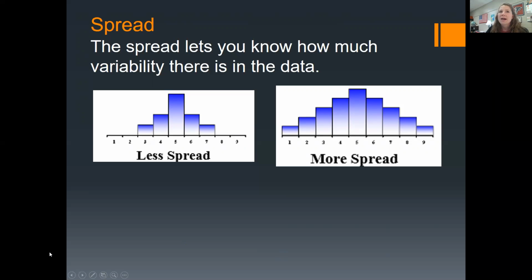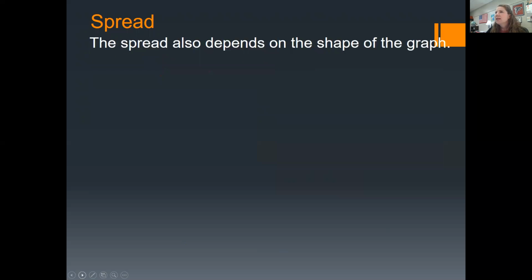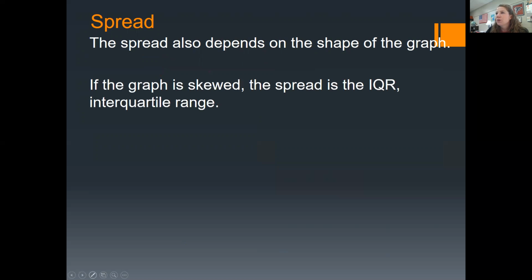But when you're making decisions or describing specific data, you are interested in how spread out your data is. So the spread also depends on the shape of the graph. If the graph is skewed, you're going to say that the spread is based on the interquartile range instead of the regular range, right? So to find the range, you subtract the smallest number from the biggest number. But if you have a skewed graph, you need to rely more on the interquartile range.